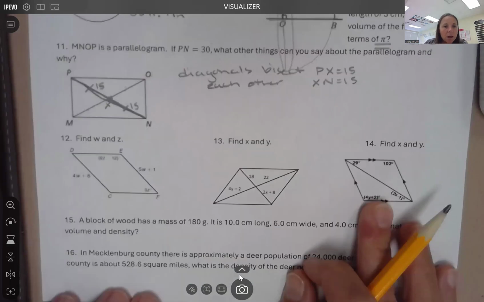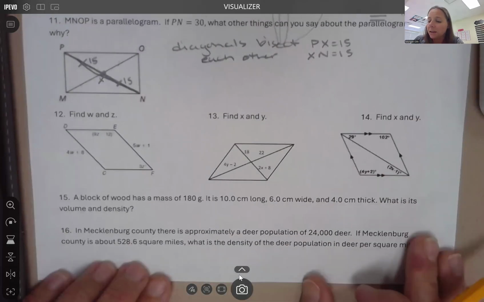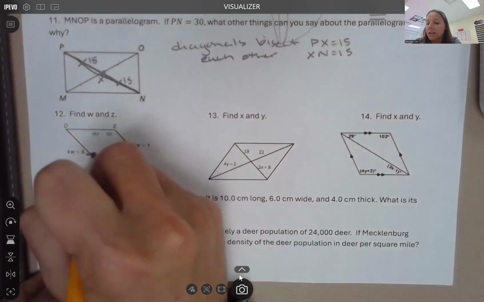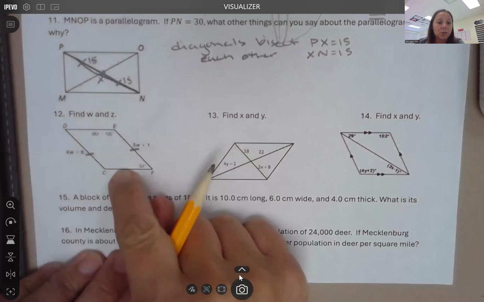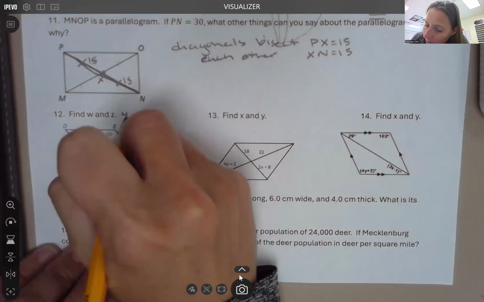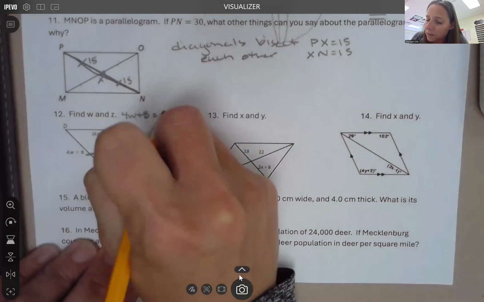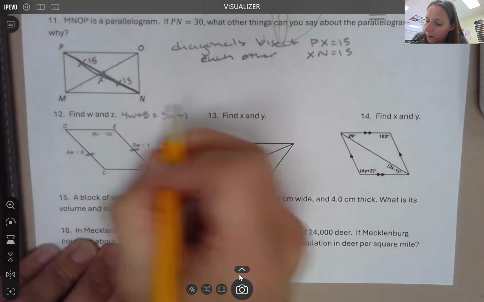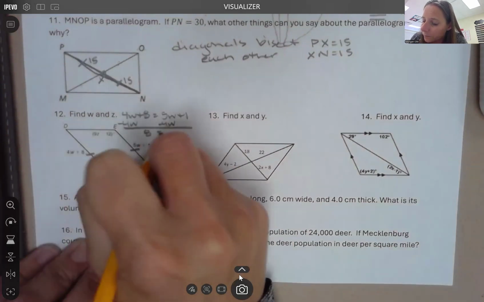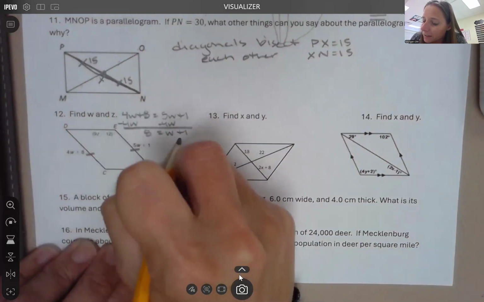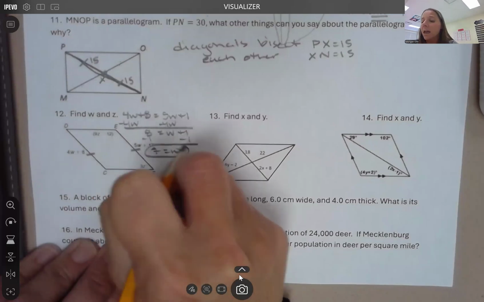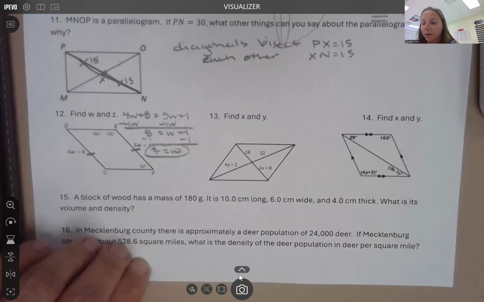Now there's a couple more with parallelograms right here. We want to find W and we want to find Z. Right here with W, opposite sides are equal to one another, or opposite sides congruent. So to find W, 4W plus 8 equals 5W plus 1. Subtract 4W: 8 equals W plus 1, and subtract 1. So 7 equals W. So that's one of them, and the reason is opposite sides are congruent.